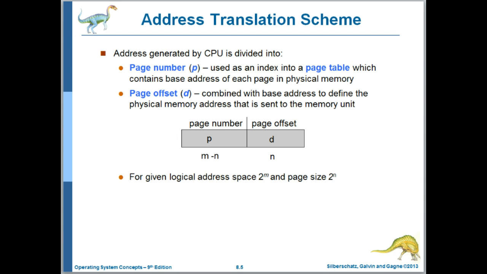So here's what a logical address looks like. High order bits are the page number, and the low order bits are the page offset. So if the page offset is n bits, then that implies that the page size is 2 to the n bytes, and the remaining number of bits are the page number. Here that's m minus n, so that implies that the page table has 2 to the m minus n entries in it. And m here is the number of bits in a logical address.